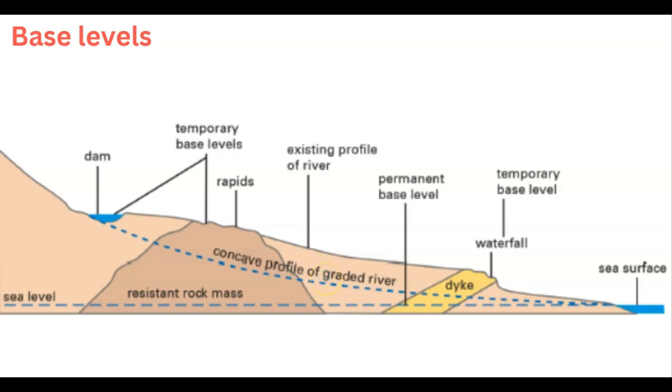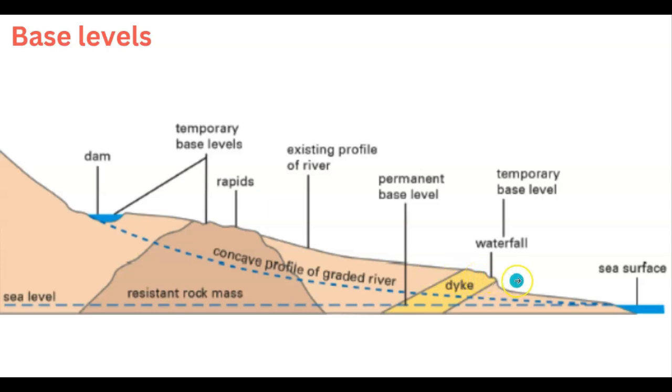The changes in gradient along the course of a river are referred to as temporary base levels, because the vertical erosion of a river is slowed down temporarily. So rapids, waterfalls, lakes and dams are all temporary base levels because they delay erosion. They don't stop erosion, they just delay it. So these are all referred to as temporary base levels.